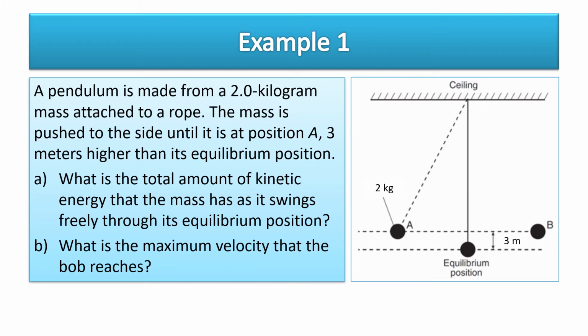What is the total amount of kinetic energy that the mass has as it swings freely through the equilibrium position? So what is the kinetic energy at this point? And what is the maximum velocity that the bob reaches? And hopefully we know where that would occur. The maximum velocity occurs right in the middle, like we said before. It's moving fastest through the equilibrium position, and it slows down and gains potential energy over here. All right, so let's try that out.